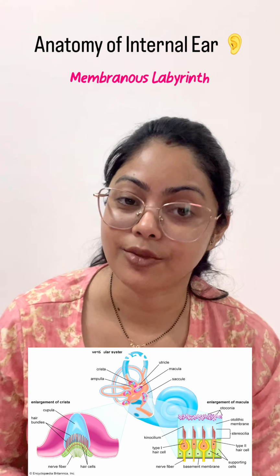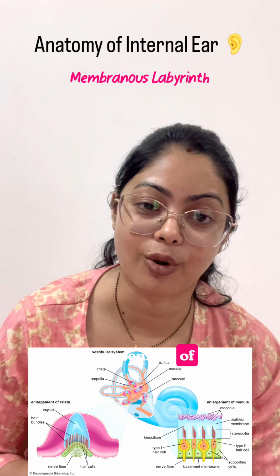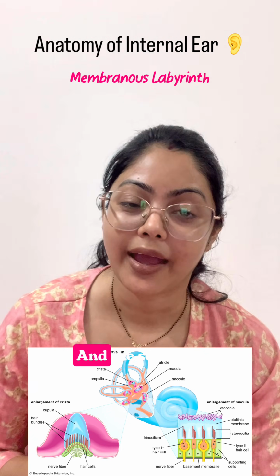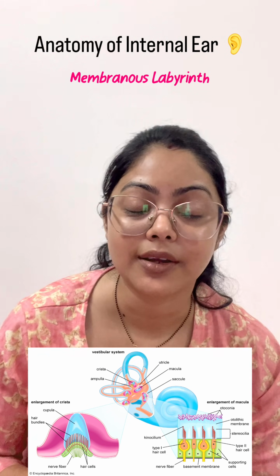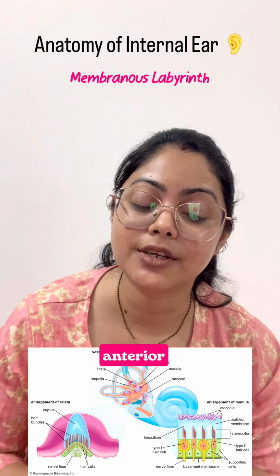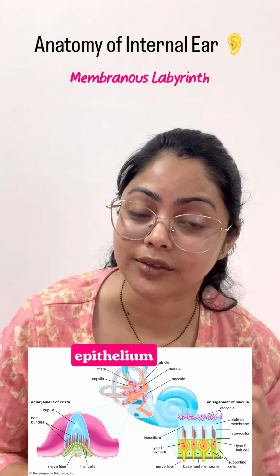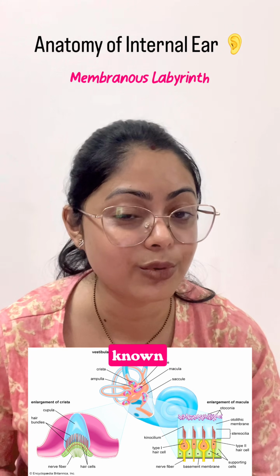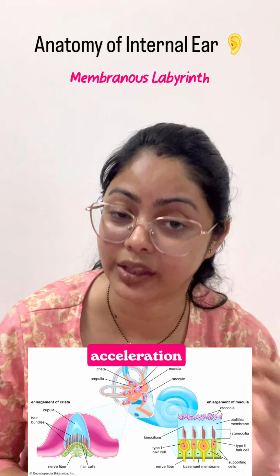Next is the utricle and the saccule. The utricle is the structure which lodges the 5 openings of the semicircular ducts, and the sensory epithelium of the utricle is known as the macula. This is responsible for linear acceleration. Also, anterior to the utricle lies the saccule. The sensory epithelium of the saccule is also known as the macula, and the utricle and saccule both are involved in linear acceleration.